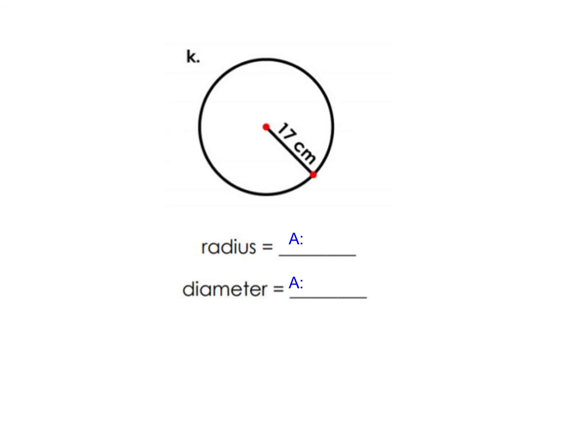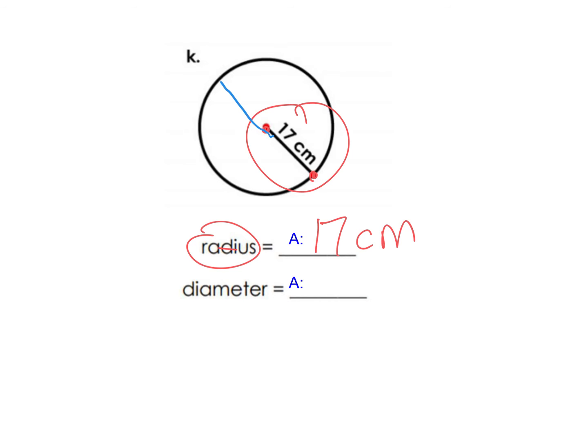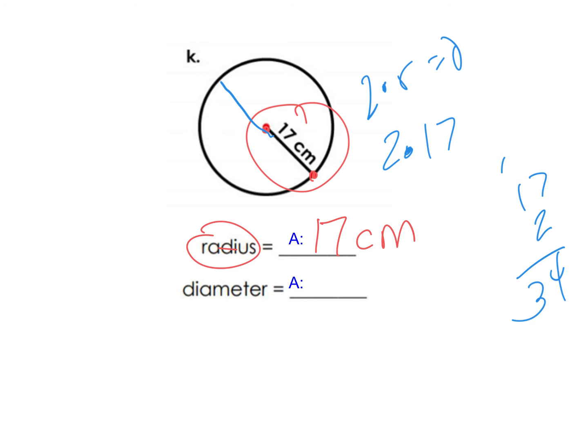Okay, hit pause and you try to do this on your own. Okay, if you're hitting play, it's because you have numbers in there. Do you have radius is 17, diameter is 34 centimeters? If so, you can move on. If not, let's see why. We're given the radius because it's from outside to the center. So the radius is 17 centimeters. The diameter is 2 times your radius. 2 times 17 is 34. So that's 34 centimeters.